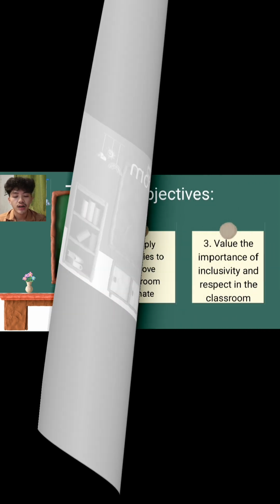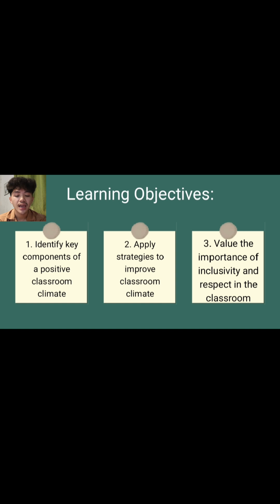Our learning objective number one is to identify key components of a positive classroom climate. Later, at the end of the lesson, we will identify the key components of a positive classroom climate. Next is to apply strategies to improve classroom climate. Later on, we will discuss the strategies to improve the classroom climate. And number three, our objective is to value the importance of inclusivity and respect in the classroom.